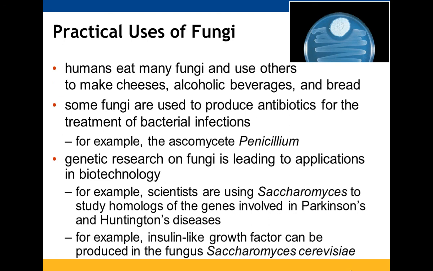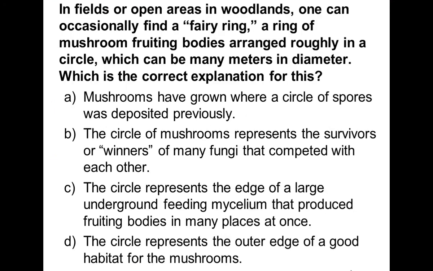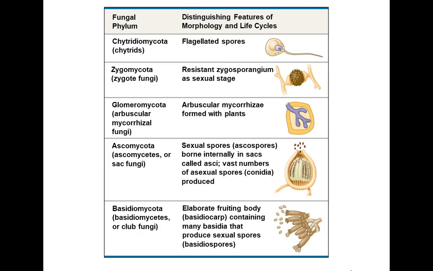So we talked a little bit about why fungi are actually good for us. We eat them. We can also use them to help to make bread and cheeses and alcoholic beverages. They can help make antibiotics, aka penicillin. And they are being used to look at genes that are thought to be involved in various genetic disorders and to grow proteins that will help with insulin. And that is just a summary of the different phyla that make up fungi.